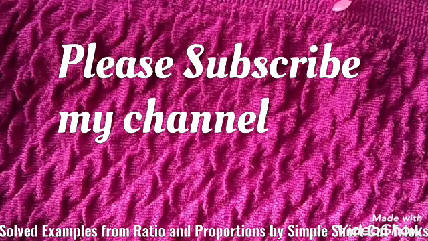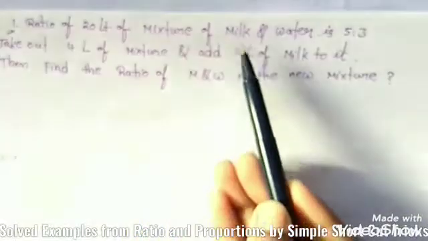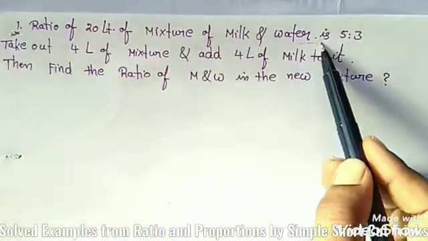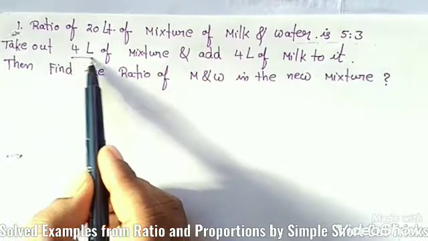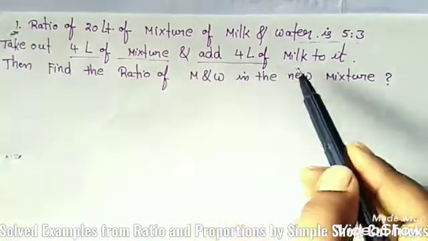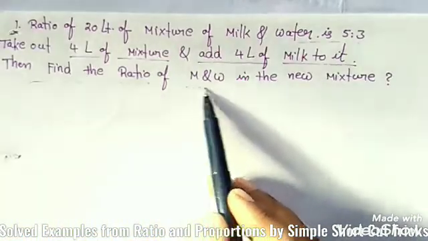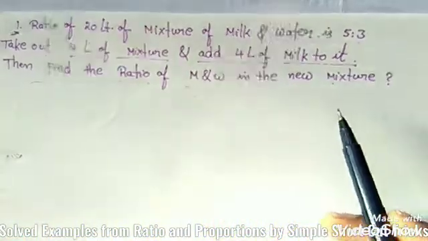Okay students, let us see the first question here today in the session. The ratio of milk and water in 20 liters of mixture is 5:3. Take 4 liters of the mixture out and add 4 liters of milk to it. Then find the ratio of milk and water in the new mixture.